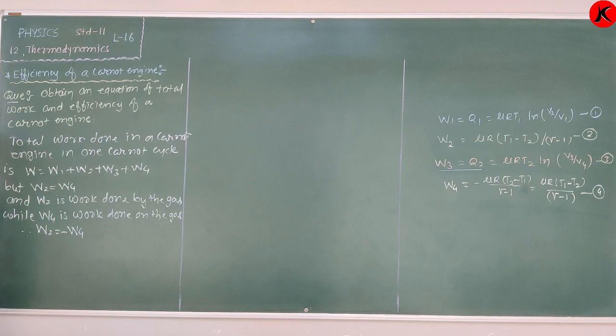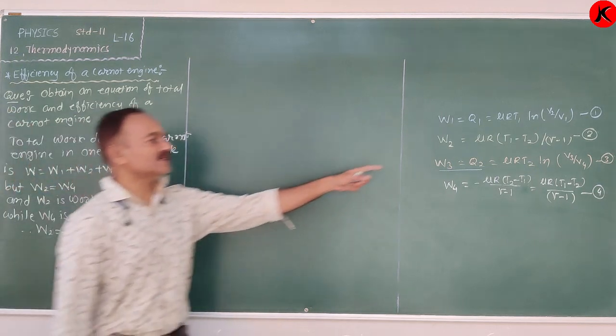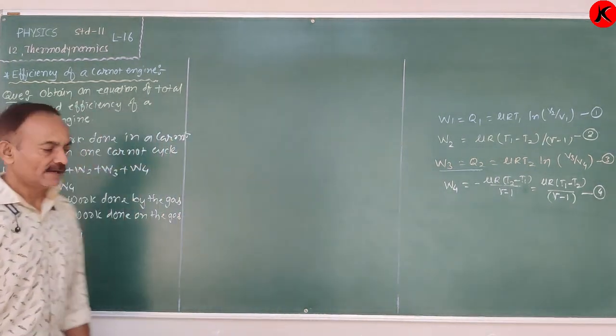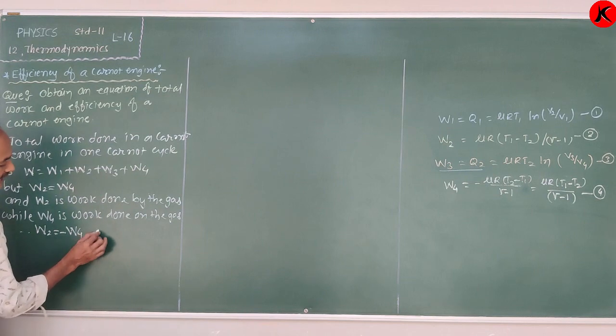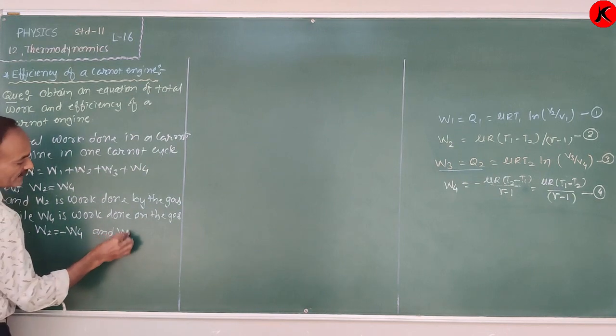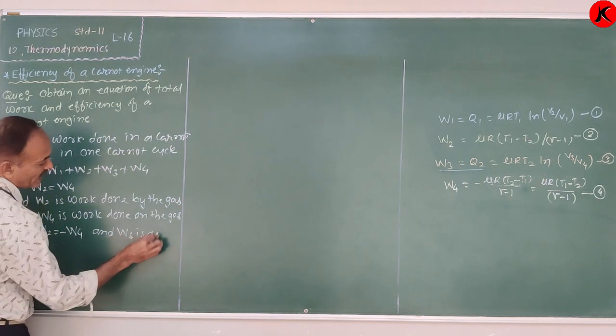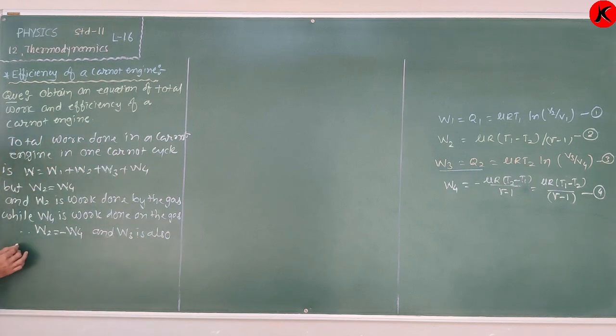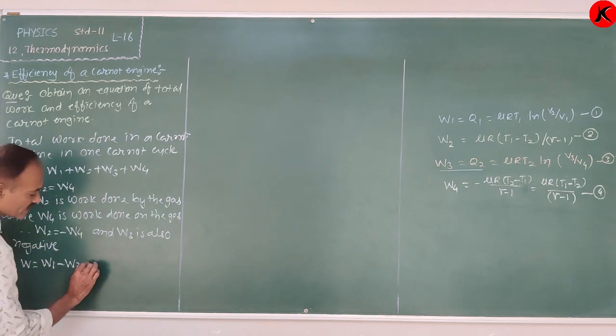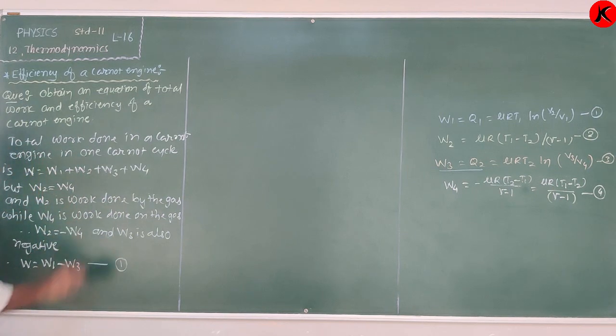Right? Okay. And also, W3 is work done on the gas, and W3 is also negative because it is also work done on the gas. Therefore, total work done is W1 − W3, equation 1.